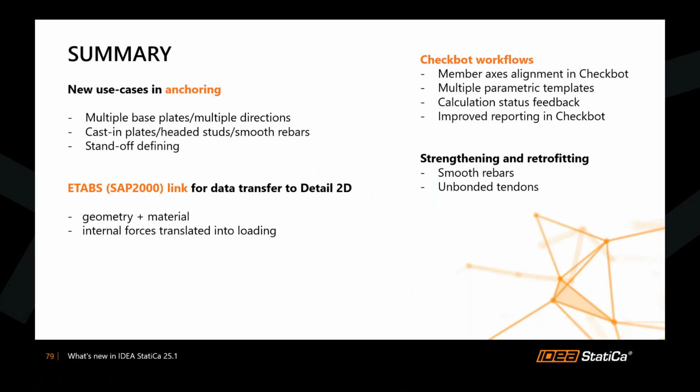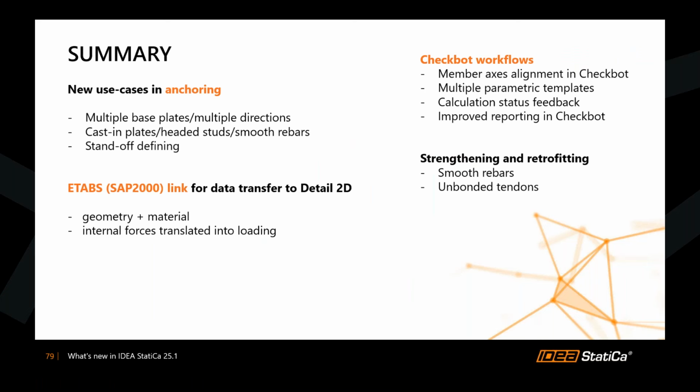Then the new concrete link between ETABS and Detail 2D. You will get the geometry from the FEA, you will get material properties, internal forces from FEA solution. As a result, it will be translated into loading, and this loading will be immediately, automatically visible in detail. So a big portion of the whole work will be automated, and only the reinforcement is up to the user. Then what's new in Checkbot? Now you can align all these axes of members. You can select by multiple area selection.